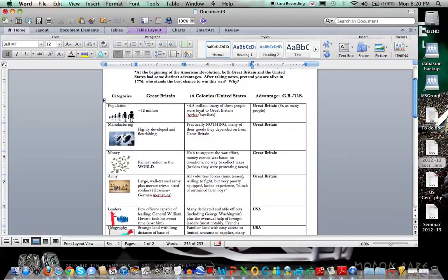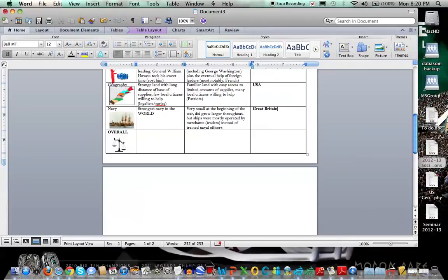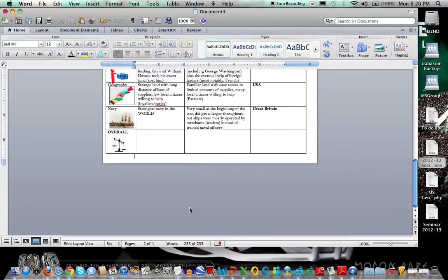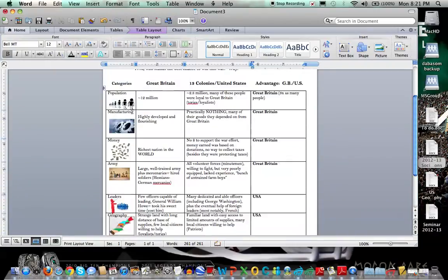Now take a look at these, and we will tally them up. Overall, for Great Britain, they have advantages in 5 of these categories. The United States has advantages in only 2 categories. The only 2 the United States had were the leadership and geography categories. Therefore, the overall advantage is definitely going to be with Great Britain.